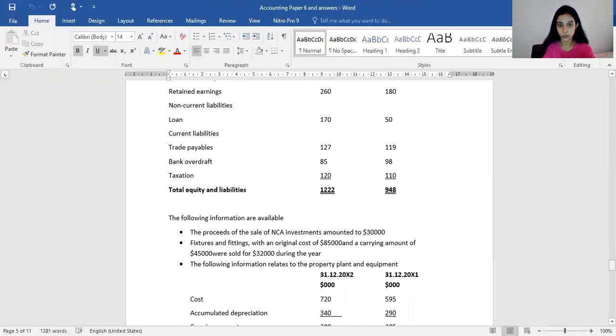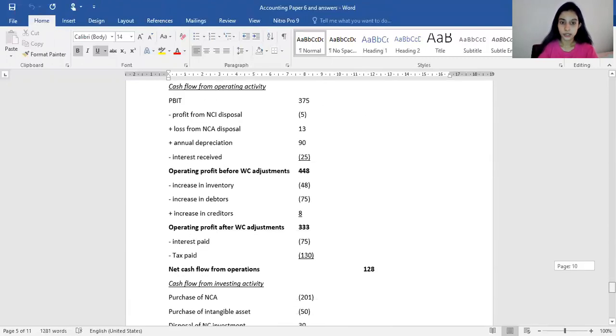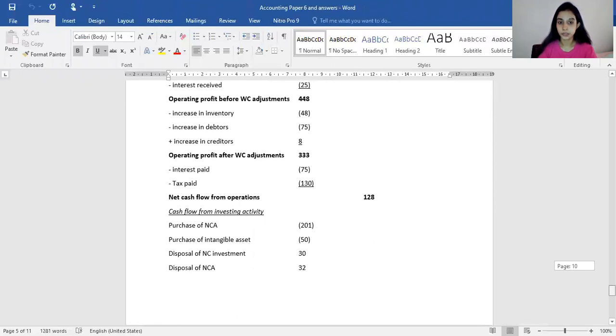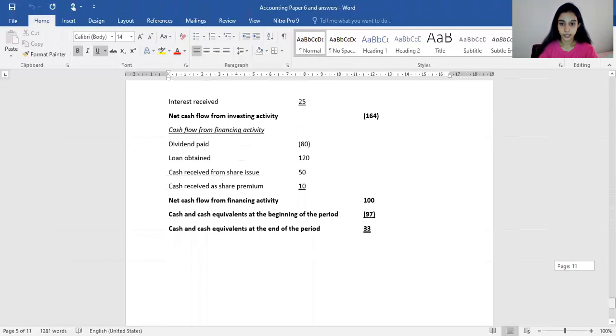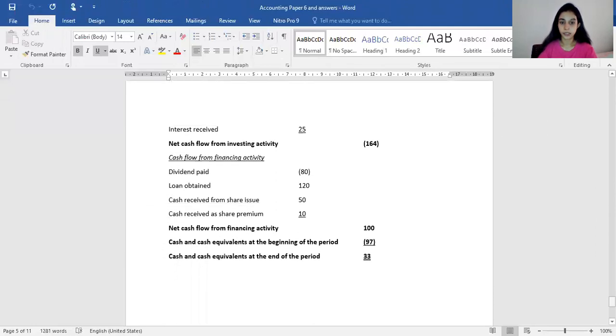In the taxation also there, just put the opening balance, closing balance, take the annual figure, and identify the amount paid in cash. So that will lead you to the answer. Yeah, all the adjustments are done. So if we have done the sum properly, it will balance to the year end cash and cash equivalent amount 33.